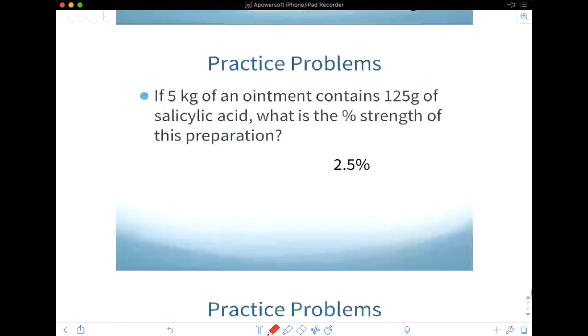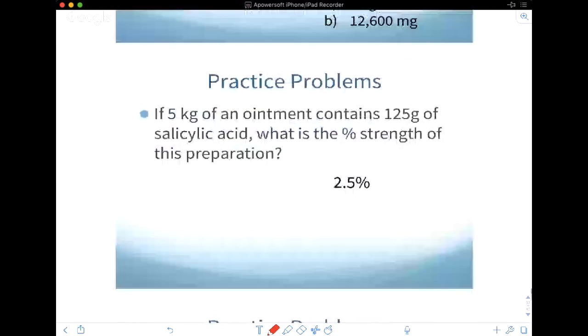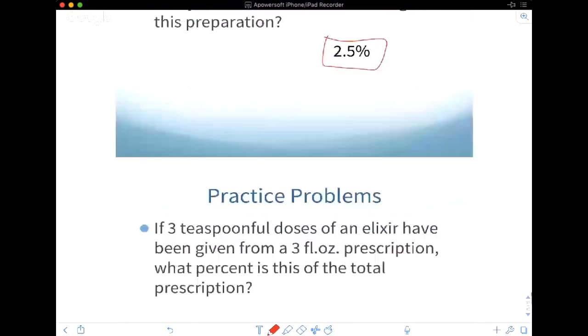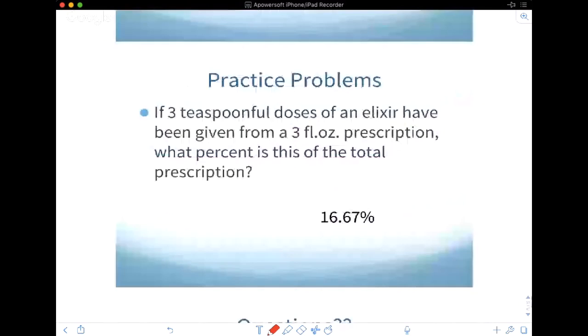Go ahead and try this on your own. Pause it and see if that's the answer you get. And then go ahead and try this on your own and see if this is the answer you get.